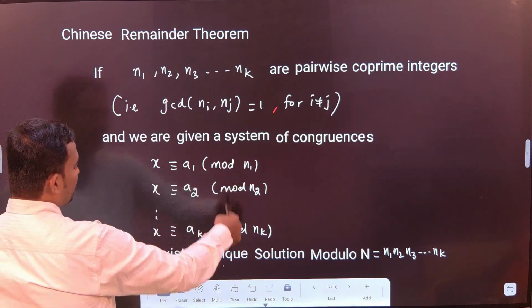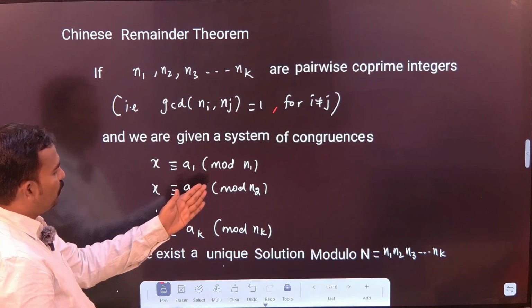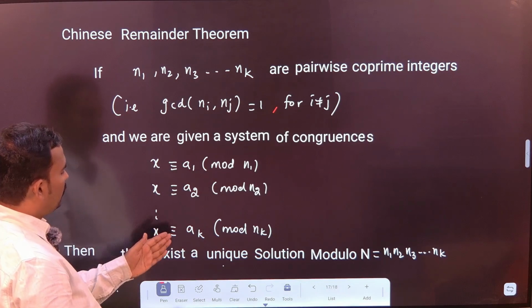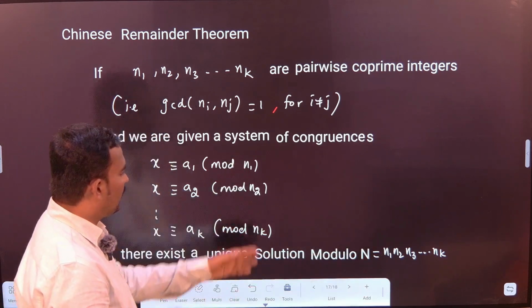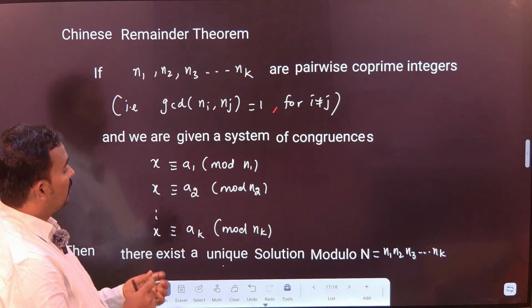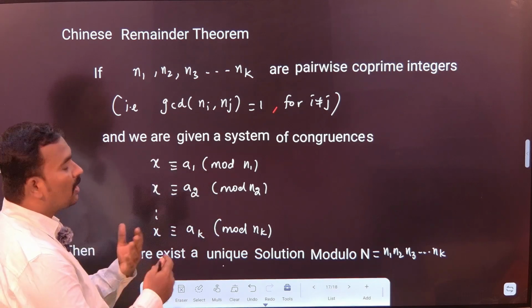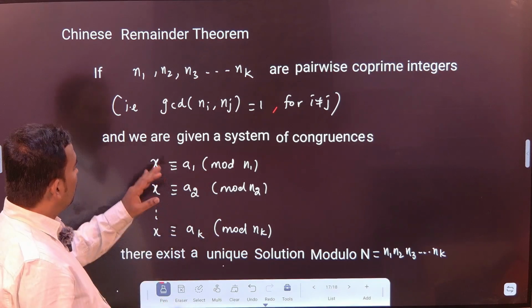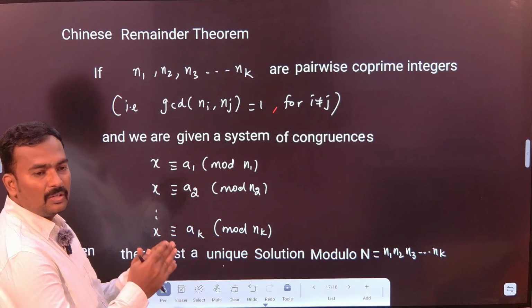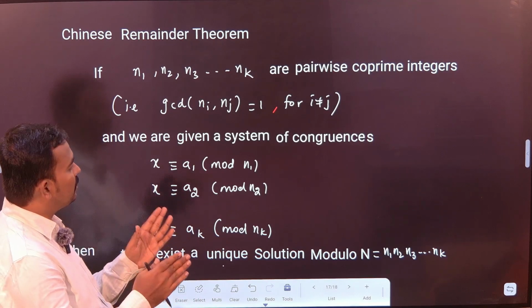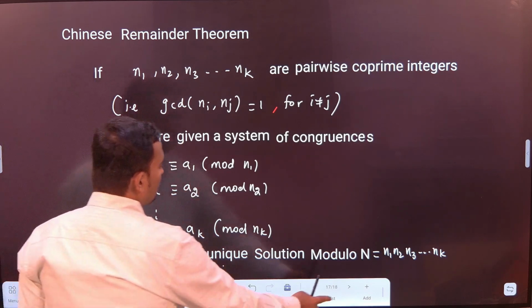So find x such that it satisfies all the congruences, right? x is congruent to a1 modulo n1, x congruent to a2 modulo n2, and the same way x congruent to ak modulo nk. There exists a unique solution modulo N, which is equal to the product of all the nk. So how do we find the suitable x value here? You can find the unique solution that satisfies all the congruences. This is the Chinese remainder theorem. If you have a system of equations, you can use this Chinese remainder theorem to solve it uniquely. Clear?